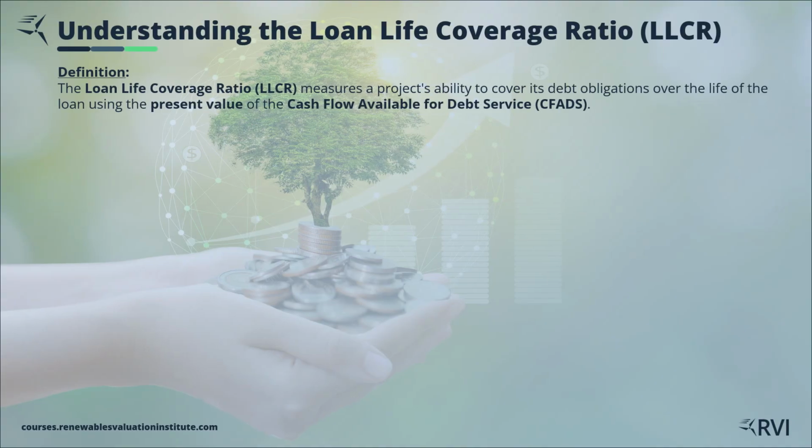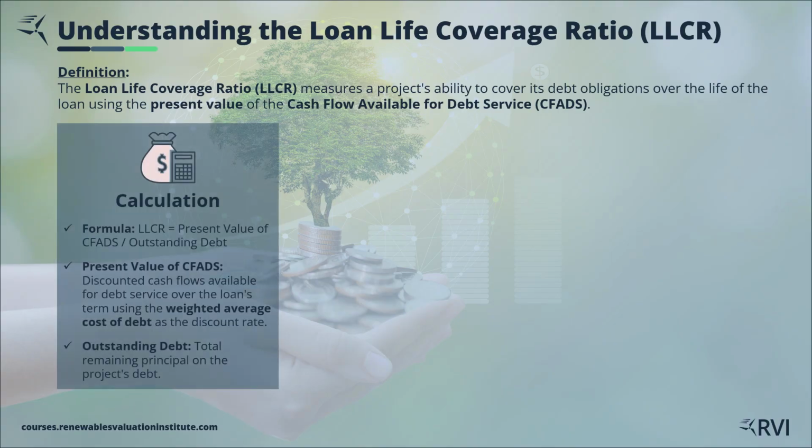Before we jump into Excel, let's briefly talk about the loan life coverage ratio. LLCR is calculated as the present value of CFADS over the remaining loan life, divided by outstanding debt. The key idea is the present value part. We discount future CFADS using a debt discount rate, typically the weighted average cost of debt.